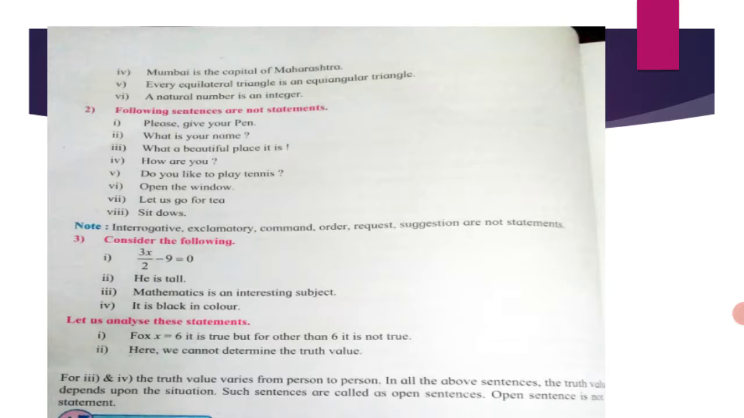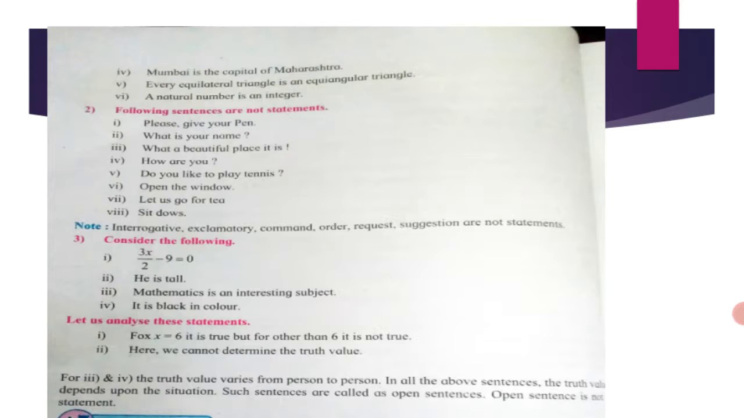Now we'll consider the following: 3x upon 2 minus 9 is equal to 0. He is tall. Mathematics is an interesting subject. It is black in color. Let us analyze these sentences. For x equal to 6, the first is true, but for values other than 6 it is not true, because it is not given that x is equal to 6. Hence this is not a statement.